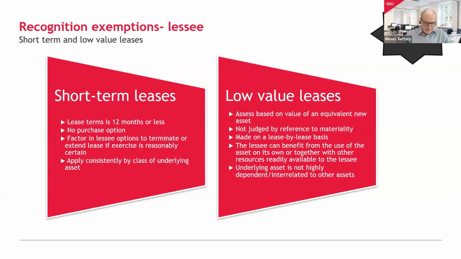In fact, the standard gives a list. So what cannot be a low value lease? Cars, lorries, cranes, bulldozers, forklifts, tractors, boats and ships, trains, airplanes, land and buildings. So other things, photocopiers, PCs, could be.